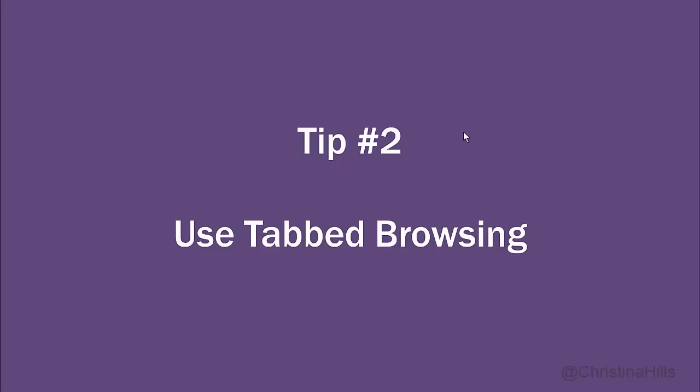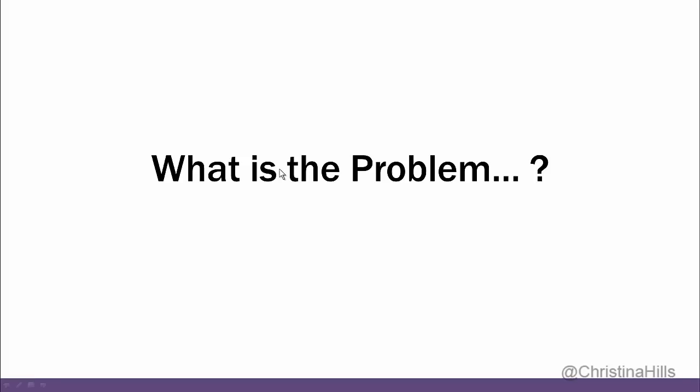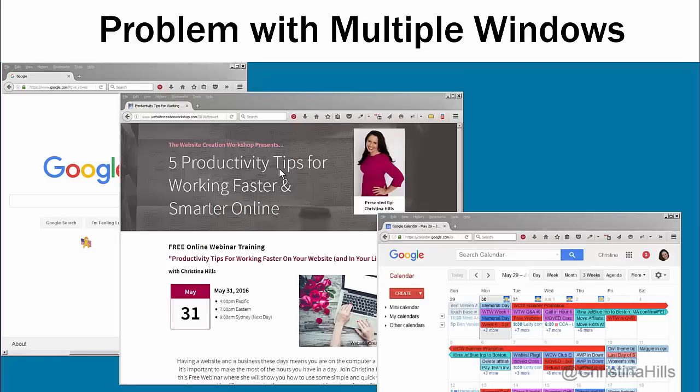Okay, tip number 2, use tabbed browsing. Now, before I show you what tabbed browsing is, let me explain what the problem is, right? Because before you come up with a solution, you have to figure out your problem. So here's the problem. When you're trying to work online and you've got multiple windows, and this is what I did before I learned about tabbed browsing.